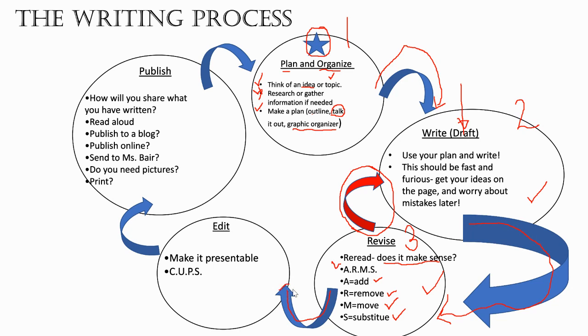If you think it looks good and it makes sense, you can move on to the 4th step. The 4th step is when you edit. This is when you make it presentable and you check for your mistakes. That's when we use CAPS. So you're checking to make sure that you have capitals, that you've used correct sentences, that you have great punctuation, and your spelling's great. If you don't do this step, when you give your writing to someone, it might not make sense and it'll look confusing. So it's important to just make sure that it looks like real writing.